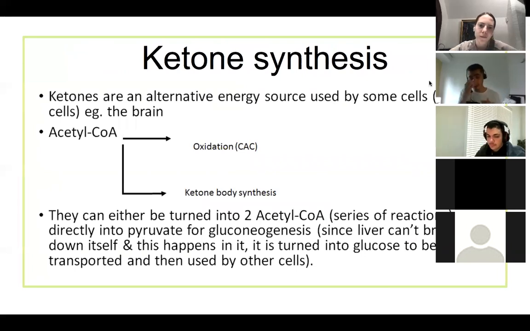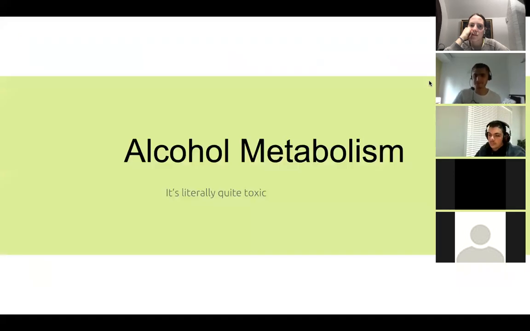Acetyl-CoA can either go through oxidation, as we said before, like the citric acid cycle, or alternatively it can be made into ketones, which can be used by other places in the body. Just be aware that the liver can't actually use them, so it only makes them to give to other areas of the body. Yeah, and that's it from me.